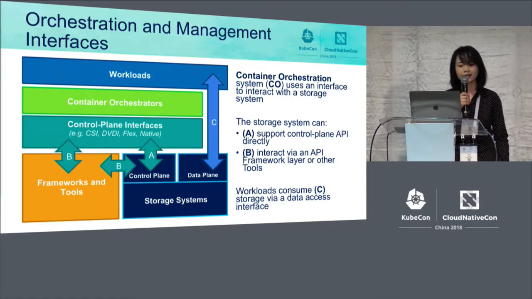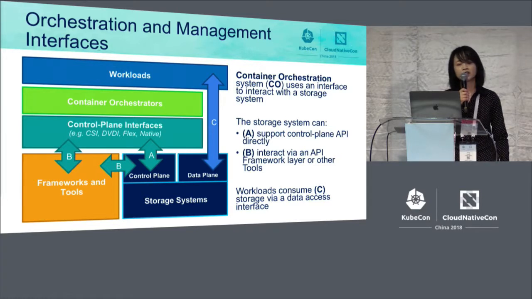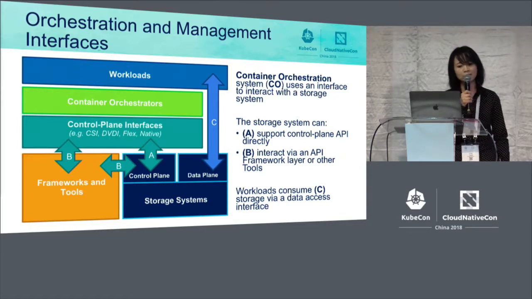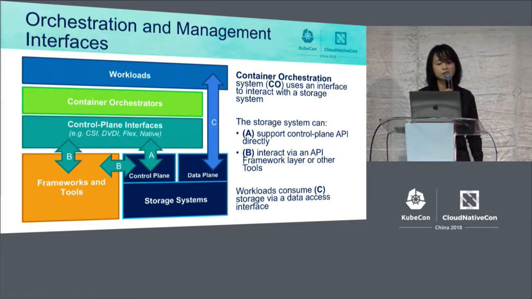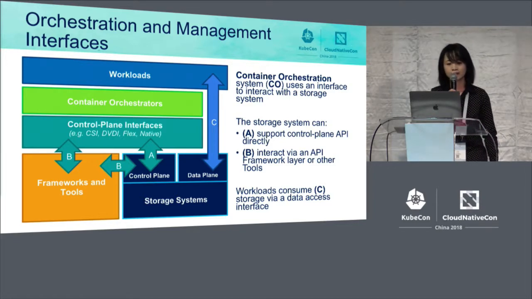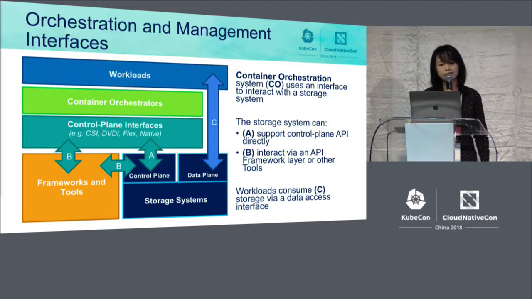So CSI has 3 gRPC services: identity, controller, and node. The identity service has information and the capabilities of a plugin. The controller service supports create, delete volume, attach and detach, create, delete snapshot. And the node service supports mount and unmount operations. Also, expand volume support is coming. That would be for both controller and node services.